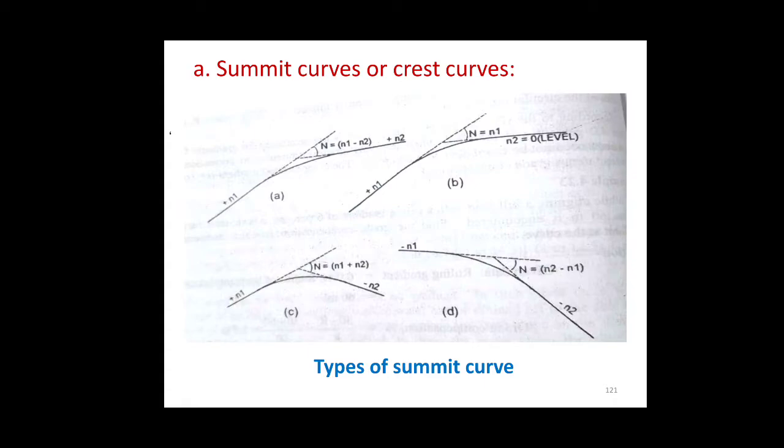If you observe the figure, we have the different sorts of summit curves with A. The rising gradient meeting the rising gradient. B. The rising gradient meeting the flat surface. C. The rising gradient meeting the decreasing gradient. And D. The flat terrain or the flat surface meeting the decreasing gradient.